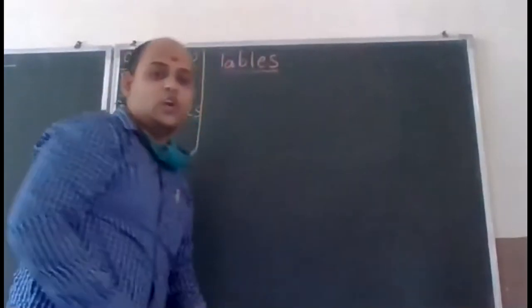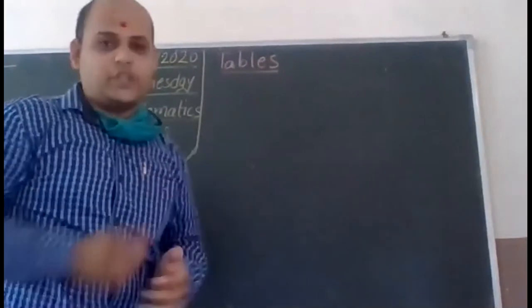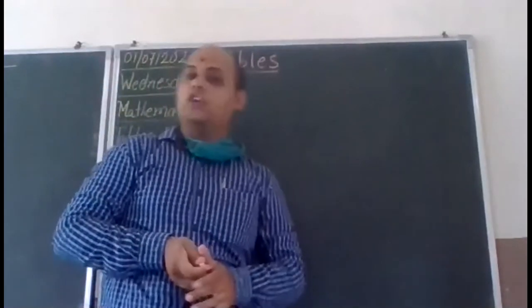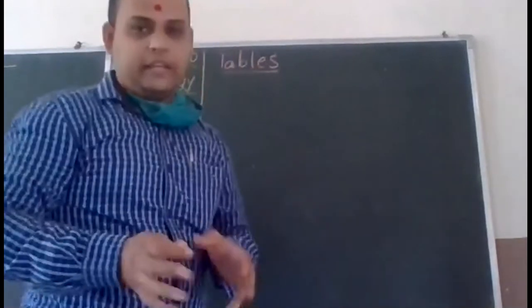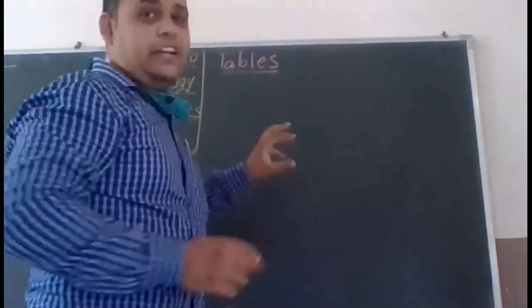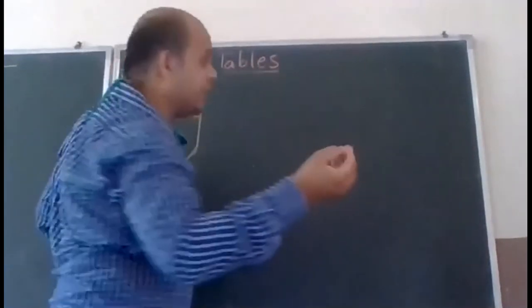Okay, so let's do a quick rehash of the tables. How to create your own table. Well, up to standard 3, you all know the tables up to 10. That's the easy part, right? Apart from that, we learned a different trick of doing tables, which is the distributive method that is very easy.